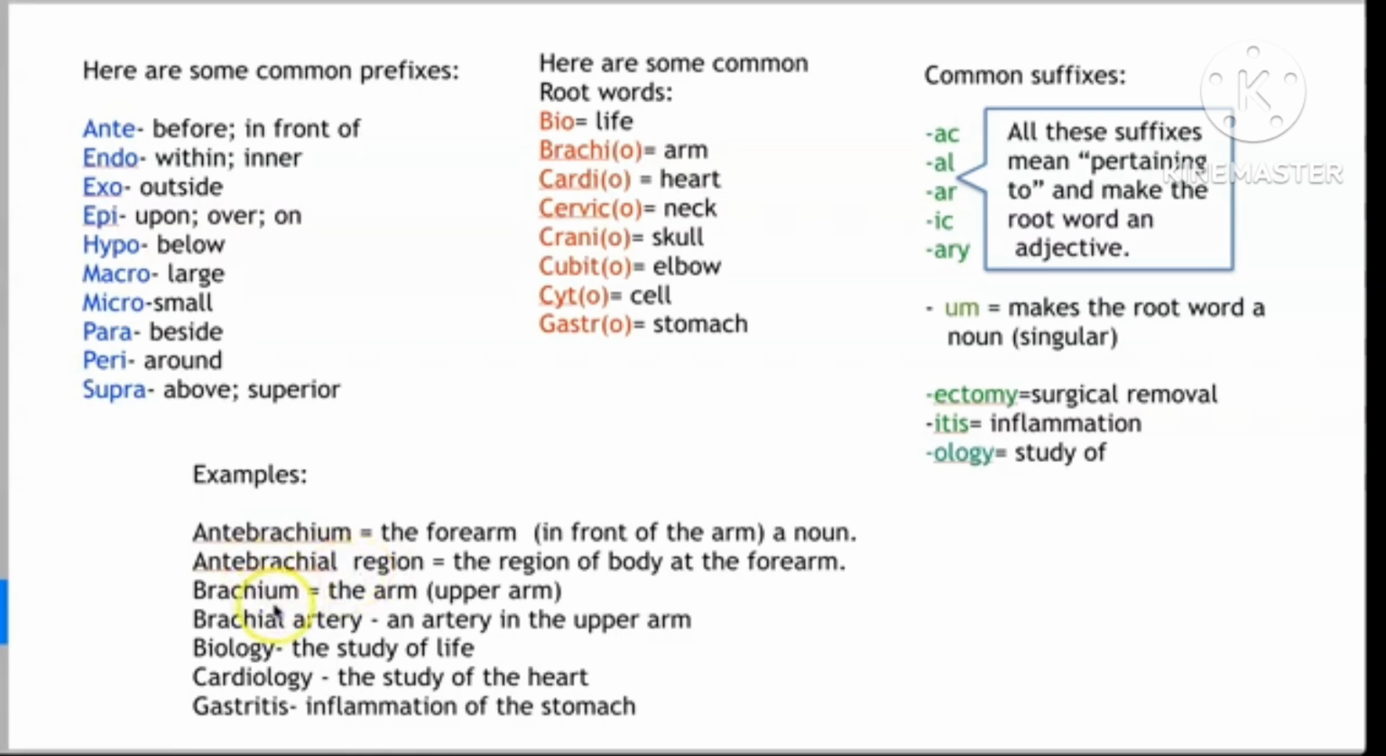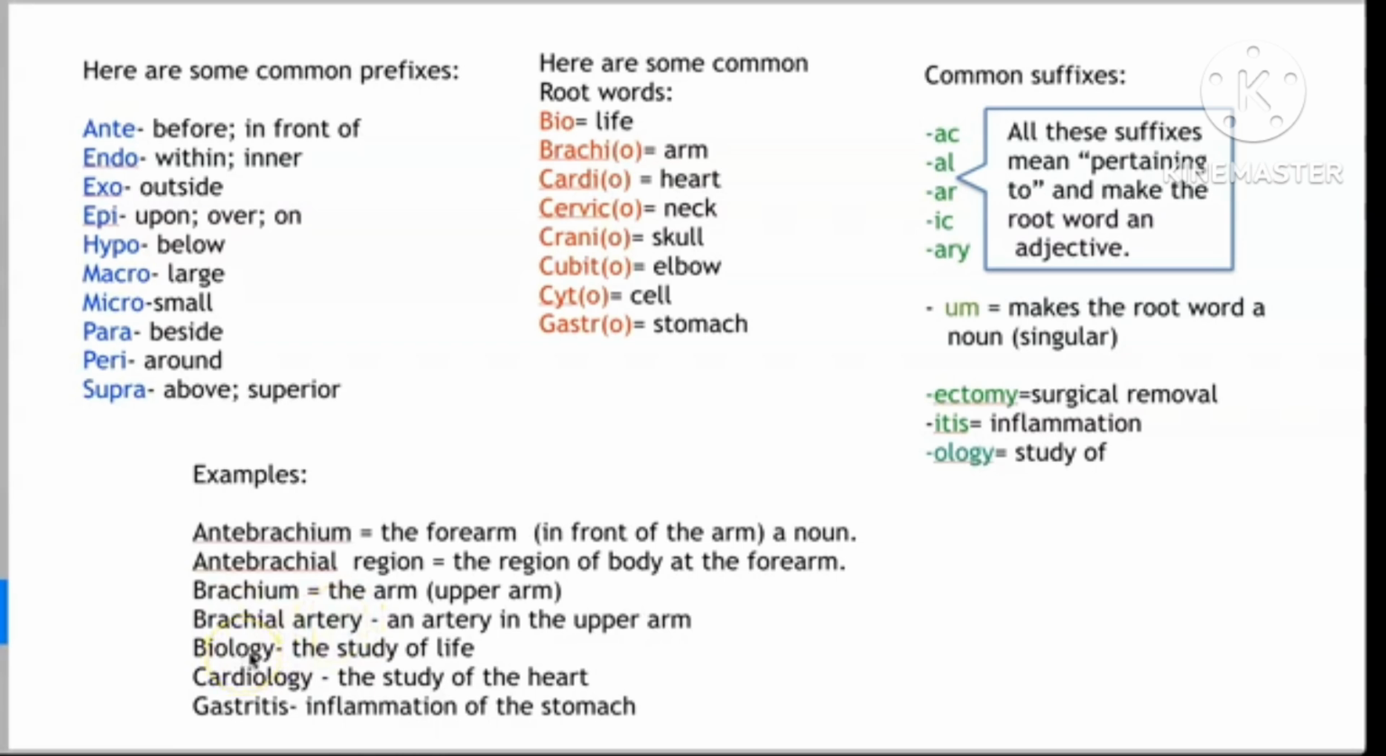Here we have brachium. Now it's back to a noun. This is a noun, and it is the upper arm. Versus brachial, AL again. It's an adjective. Brachial artery. It's an artery in the upper arm. What's the noun? The noun is artery. What kind of artery? The brachial artery. It is the artery found in the upper arm.